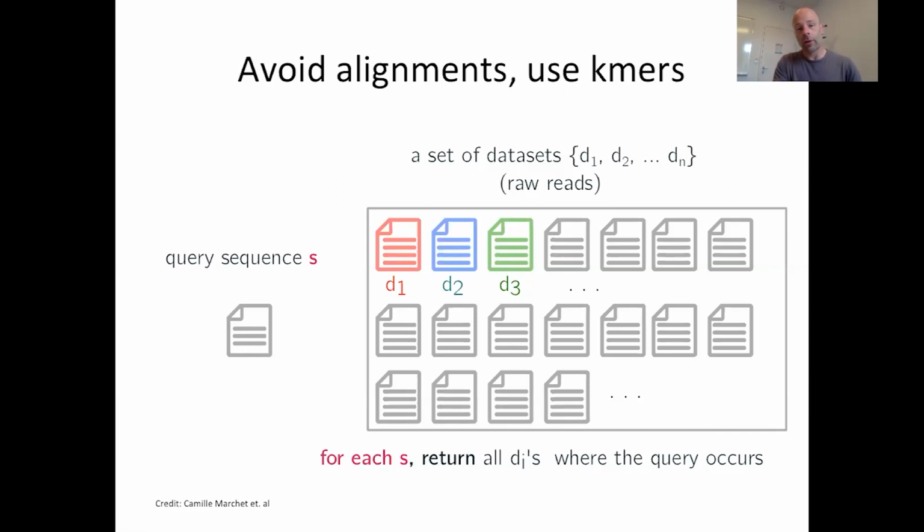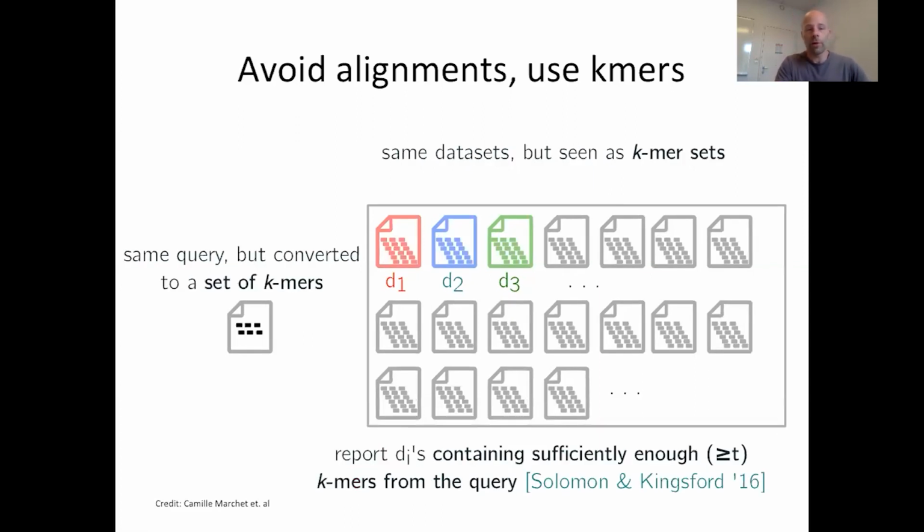And instead of, as I said, aligning the sequences, we go to k-mers. So you convert your query sequence into an overlapping set of words of length k, k-mers, with k defined, for instance, equal to 20 to 30 nucleotides. And you transform also your datasets into their set of k-mers. So you index their k-mers.